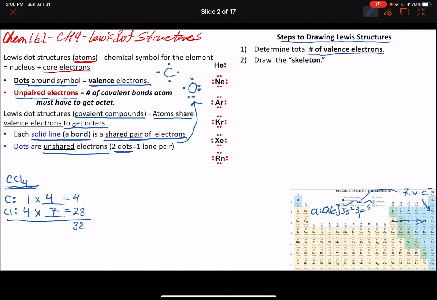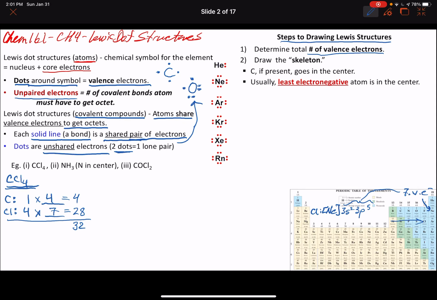Step 2, we need to draw the skeleton. Okay, so a skeleton is going to have the elements in question, and we're going to show connectivity. We're going to use some of the valence electrons, some of the 32 in our case here, to show that connectivity. Every time we draw a line, that's a tether between atoms, that represents 2 electrons used from the 32 in this case. Okay, so to help us with this, we have some guiding principles.